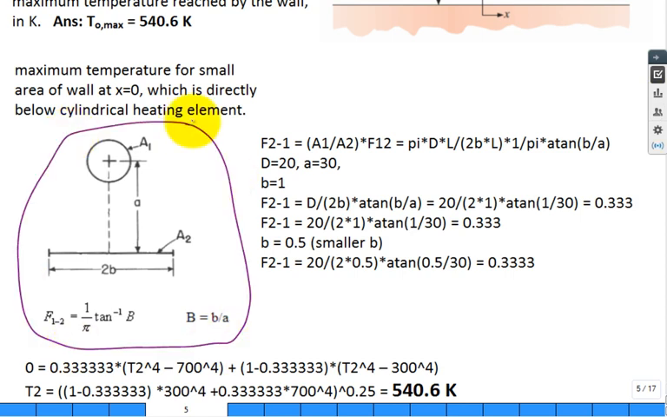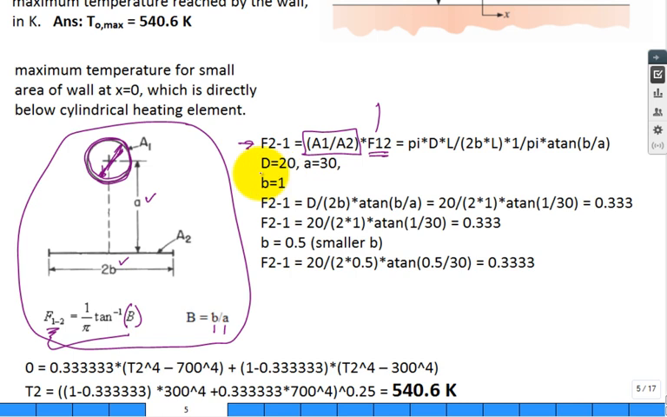All right, lowercase a, lowercase b. They're doing it from 1 down to 2. But anyway, I calculated F2 to 1, which is using reciprocity. This is the equation for F1 to 2. It uses the inverse tangent of this B parameter, which is B over A.